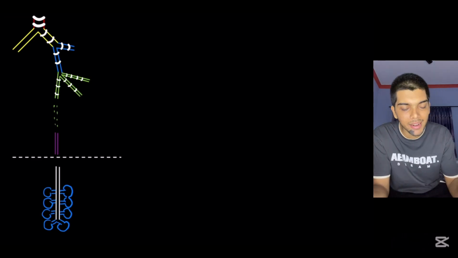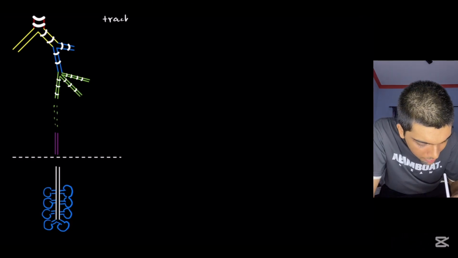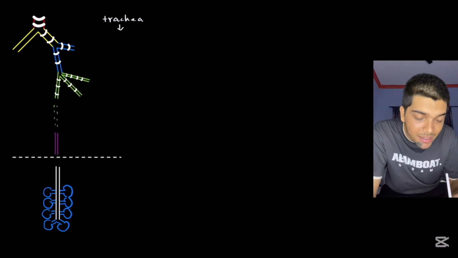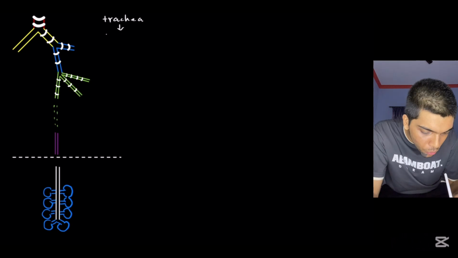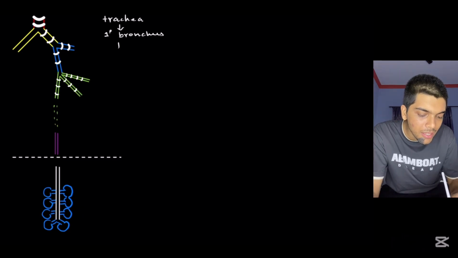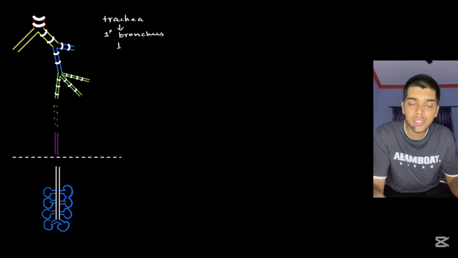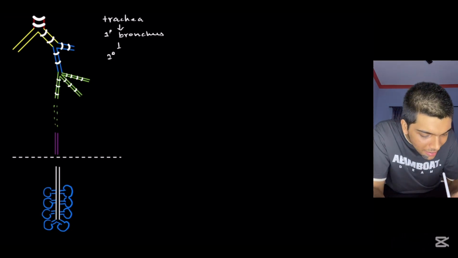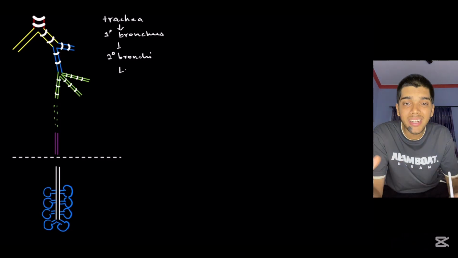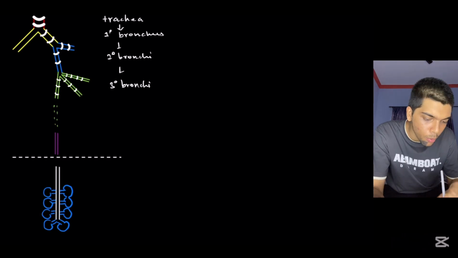First, the respiratory tree. So there's your trachea. The trachea bifurcates at the point of the carina into the primary bronchi, the left and right primary bronchus. They enter the individual lungs, the left and right lung, where the primary bronchi divide into secondary bronchi. Then the secondary bronchi divide into tertiary bronchi, and this marks the end of the bronchi.